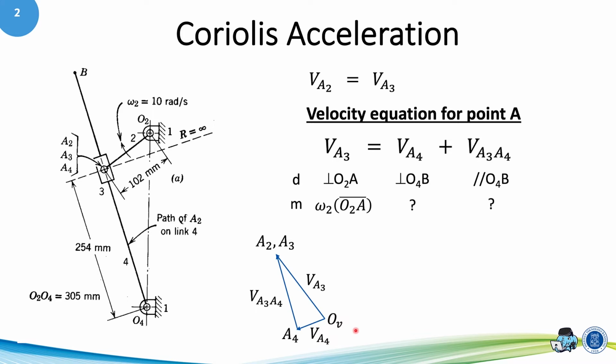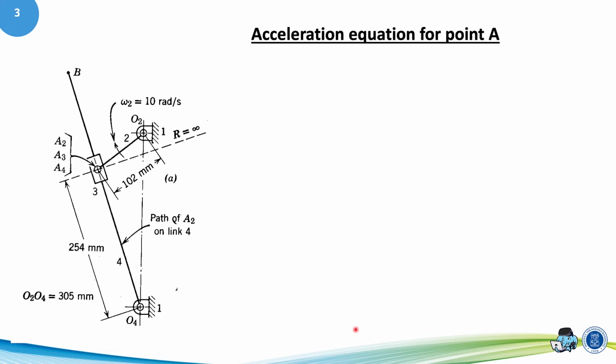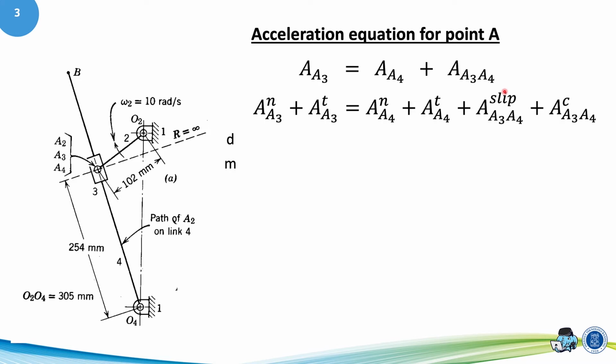After we conduct the velocity analysis, we can continue to the acceleration analysis. Again, we can adapt the velocity equation to the acceleration equation. It will become AA3 equal to AA4 plus AA3A4. But don't forget, now AA3 has the component normal and tangential, and AA4 also has the component of normal and tangential, and AA3A4 has the component of the slip acceleration and also the Coriolis acceleration. So the complete acceleration equation will become like this.